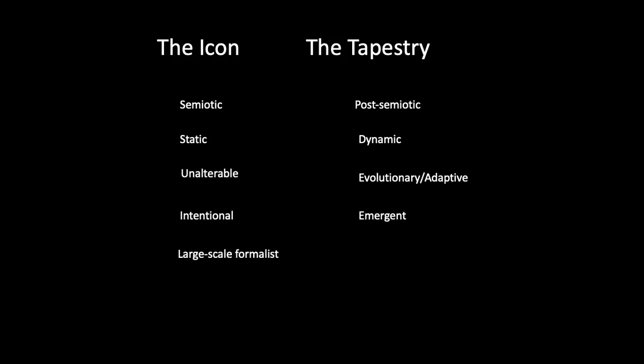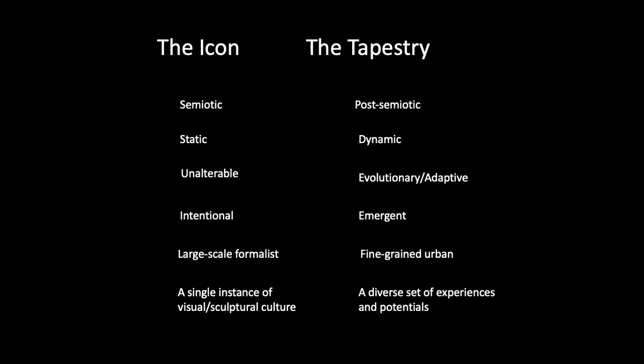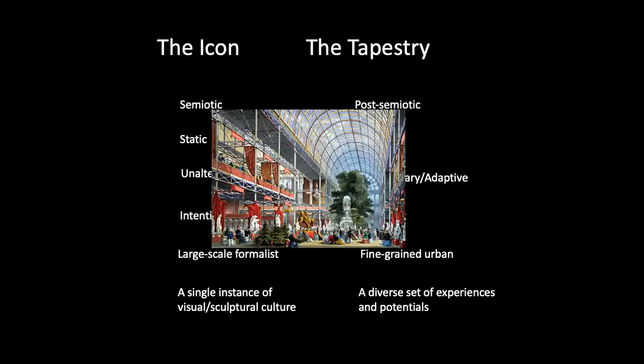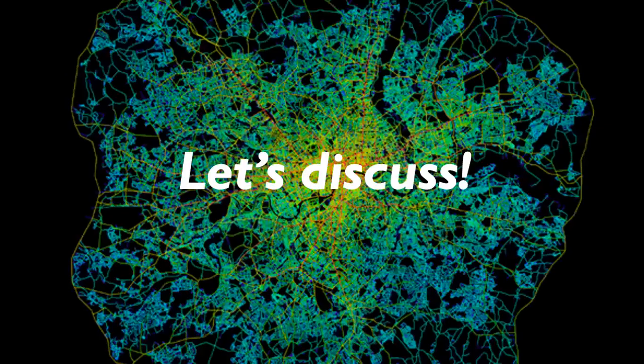the large-scale formalists, which we've seen way out of proportion, I think, in the 20th century into the 21st, and the fine-grained urban, and then a single instance of visual and sculptural culture, by the way, joined with a bunch of other singular instances into this big chaotic jumble, a giant sculpture garden, if you will, versus a diverse set of experiences and potentials, which is what I think the city is, what I think all great cities are.